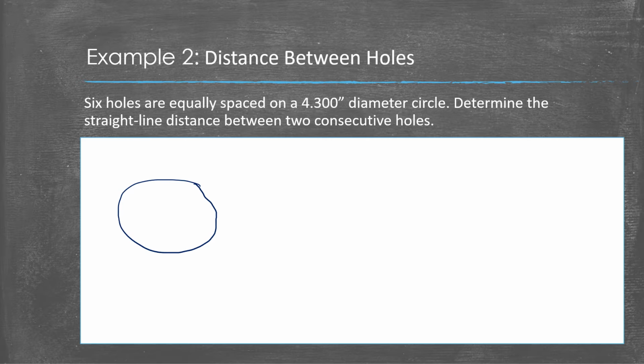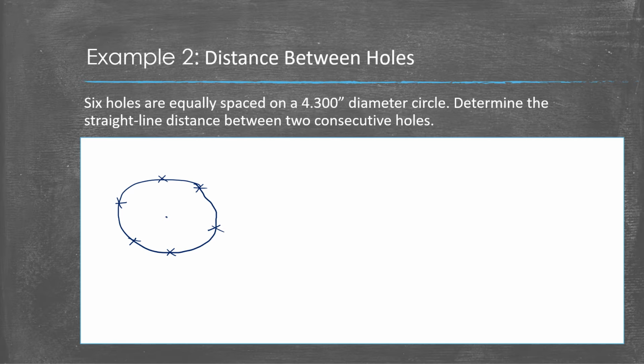So there's our circle. Looks more like an oval. There's the center of it. And I'm going to put 6 X's around the outside edge, kind of equal-ish. There we go. So there's our circle with our holes. We know the diameter of it, so the first thing we do is go back to the original picture.